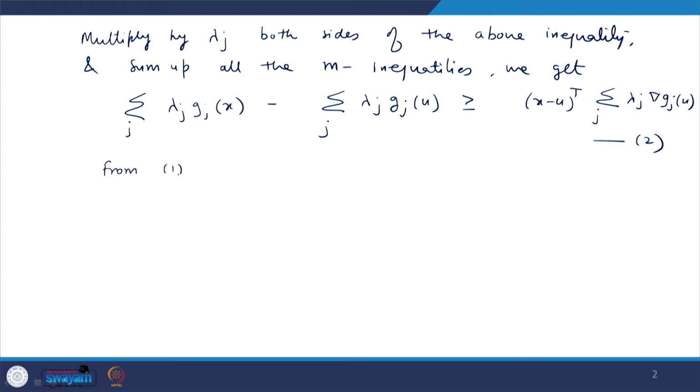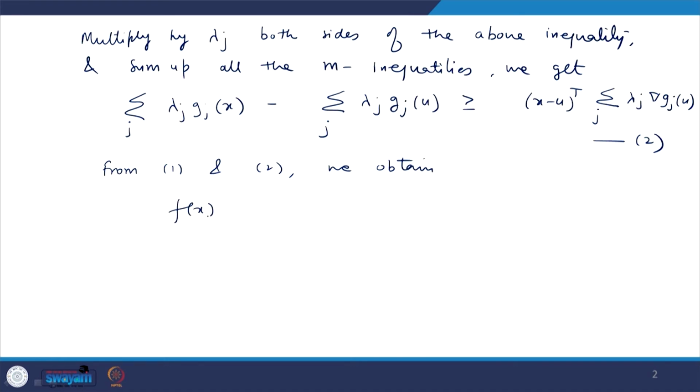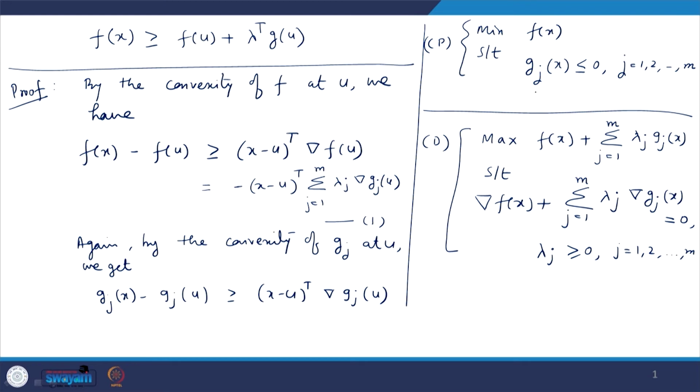From 1 and 2 we get, here we obtain this: from this side it is f x minus f u is greater than or equal to, so you multiply both sides with minus 1. So, this factor will come before, okay. X is feasible for this problem.